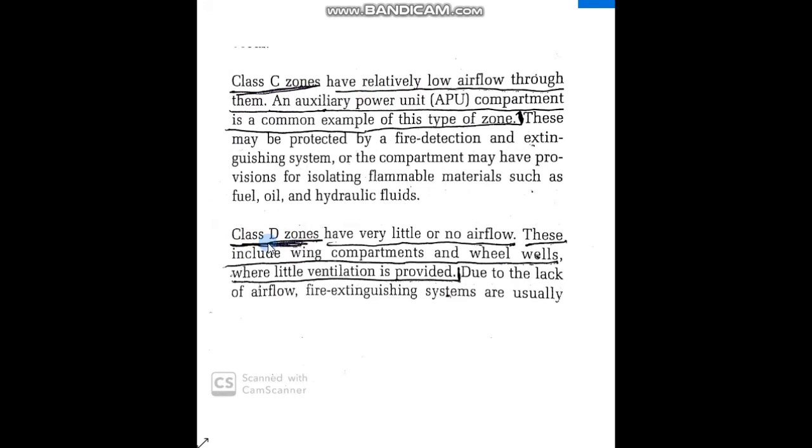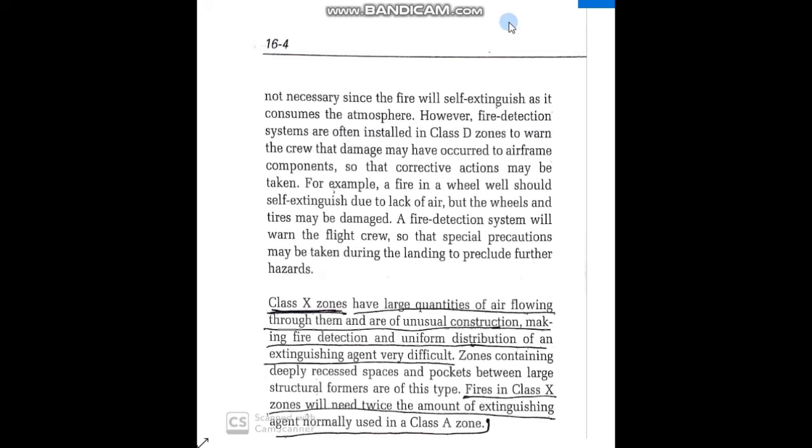The Zone D zones have very little or no airflow. These include wing compartments and wheel wells, where little ventilation is provided. The last zone we will talk about is X zones. They have large quantities of air flowing through them and are of unusual construction, making fire detection and uniform distribution of an extinguishing agent very difficult. Fires in Class X zones will need twice the amount of extinguishing agent normally used in a Class A zone.